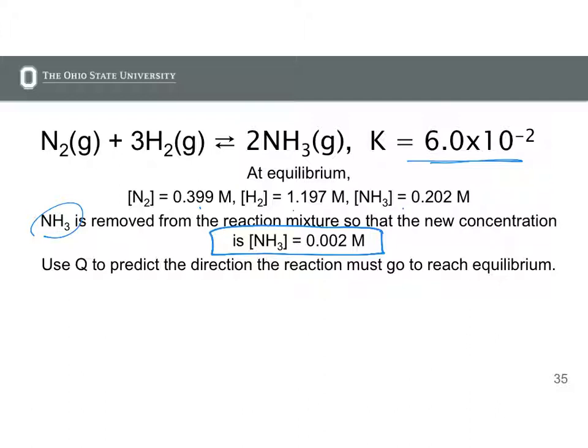So let's actually have you do this. What do you expect to happen? We're going to form more reactants or more products? More products. So calculate Q and make sure that's what you get. All right, feel free to work with your neighbor.